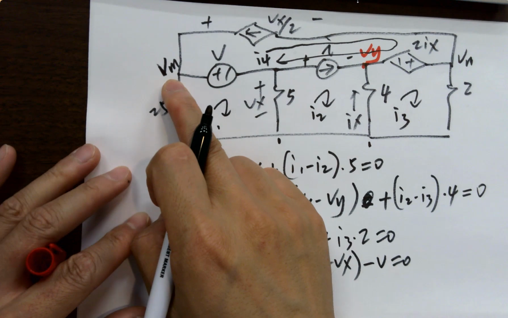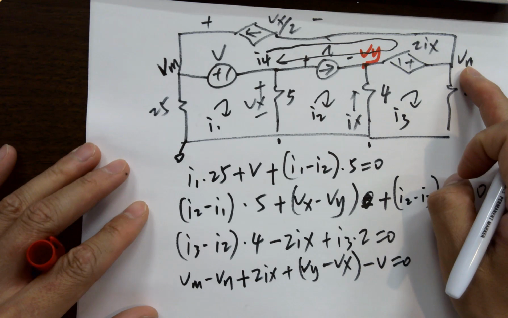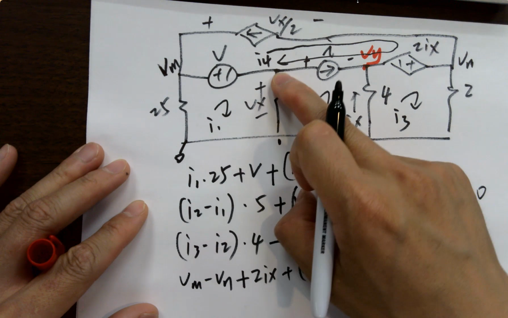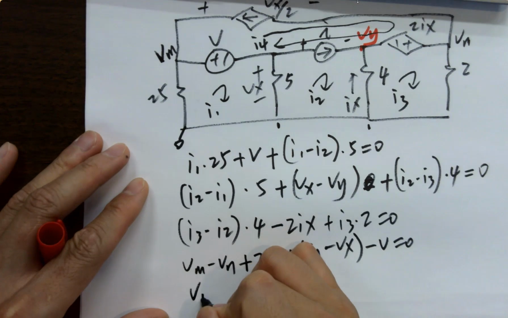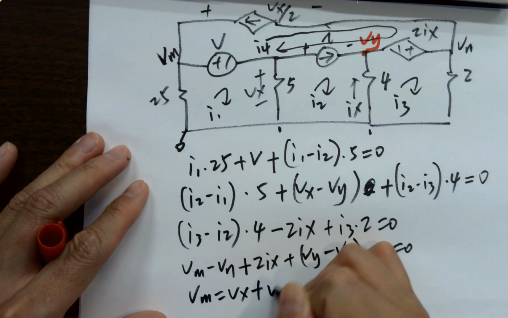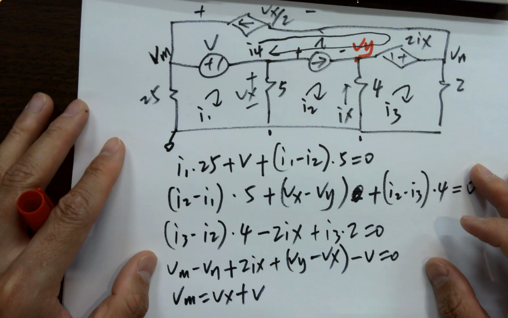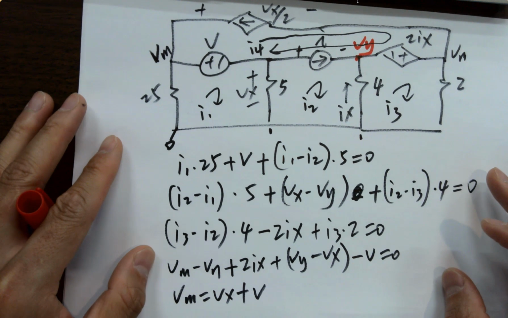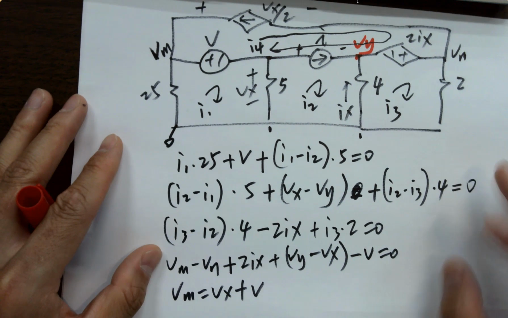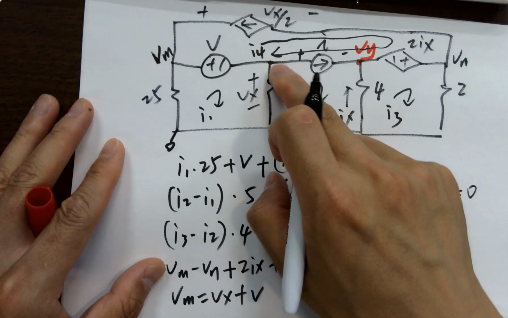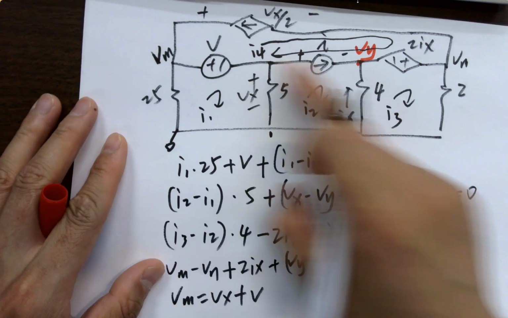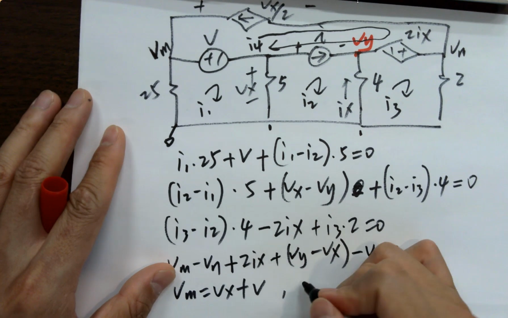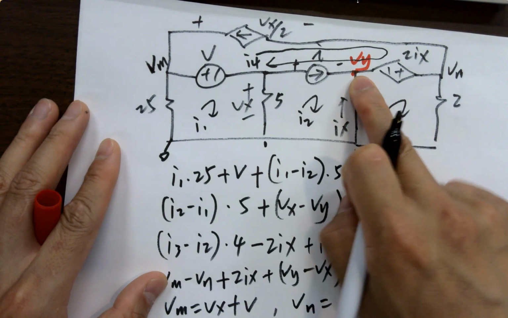So what is Vm? Vm and Vn, what are they? So Vx is over here, right? So Vx getting boosted by V, you get Vm. So Vm is Vx plus V. Now you'll figure out why we want to use the node voltage method. It's just too many equations. So what is Vn? Vn is Vy getting boosted by this.